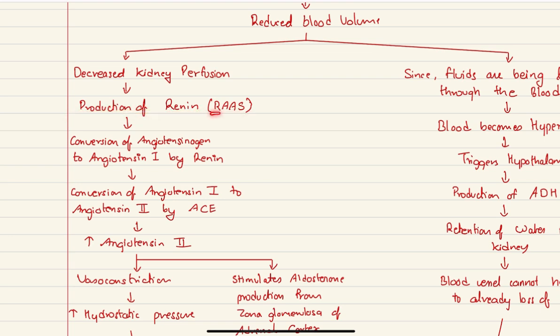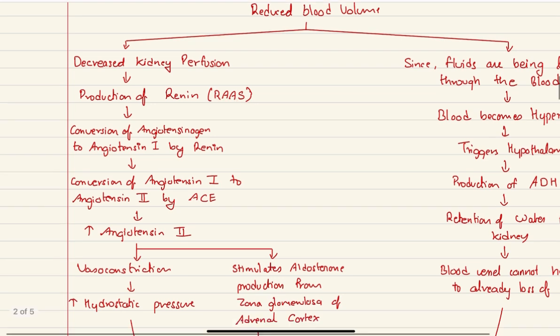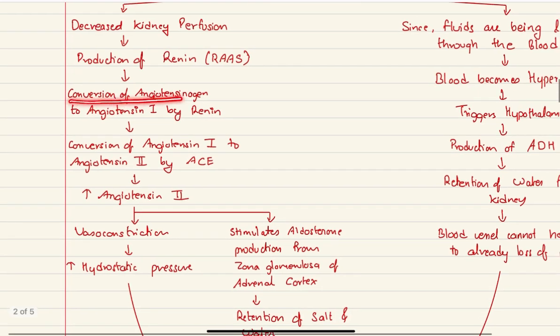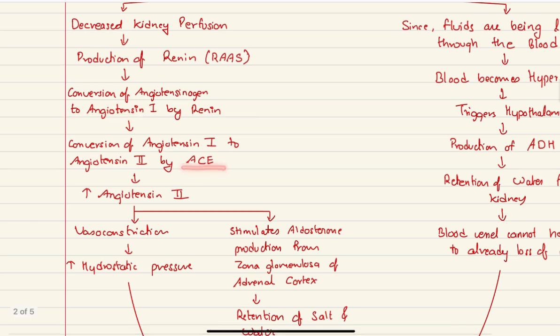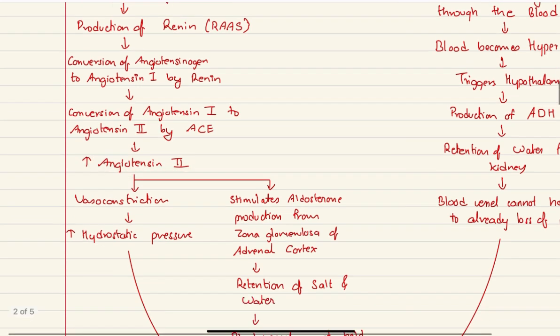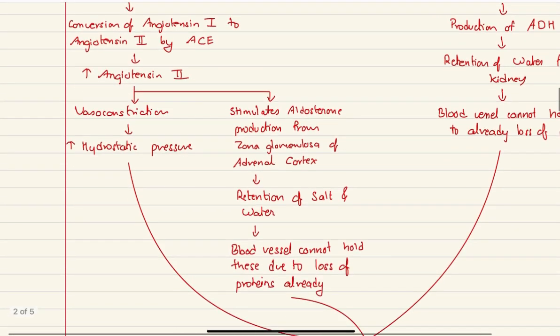So the renin, angiotensin, aldosterone system will be triggered, where there will be conversion of angiotensinogen to angiotensin 1 by renin. The angiotensin converting enzyme will convert angiotensin 1 into angiotensin 2. So there will be an increase in the level of angiotensin 2. Now, this angiotensin 2 can cause vasoconstriction. So, it is a vasoconstrictor which will cause an increase in the hydrostatic pressure of the blood vessel.